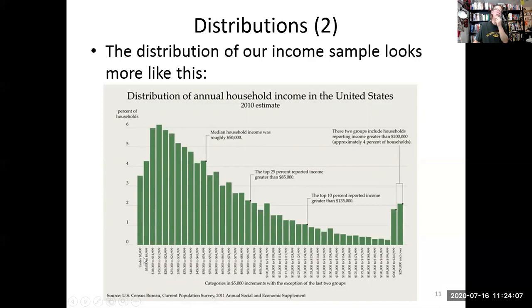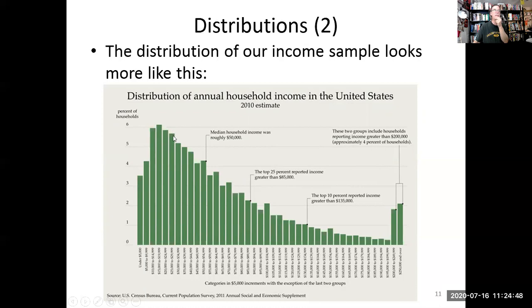What you have here is a histogram, and each of these bars represents a certain range of values. If you zoom in on this on your PDF, you'll be able to see this. Under 5,000: these are households where their annual income in 2010 was less than $5,000. The y-axis is labeled percent of households. So 3.5% of households in 2010 had an annual income of less than $5,000. Each of these bars is a $5,000 range, so this is 5 to 10, 10 to 15, 15 to 20, et cetera.